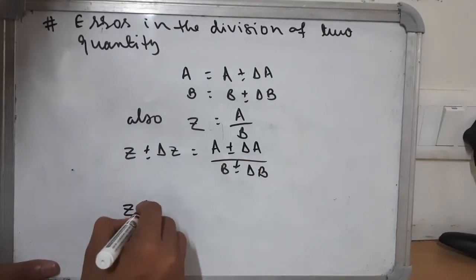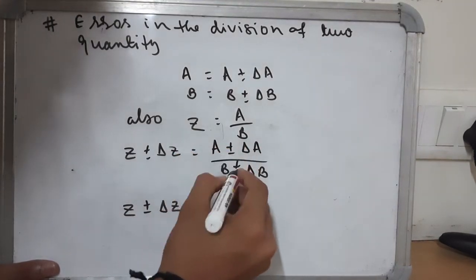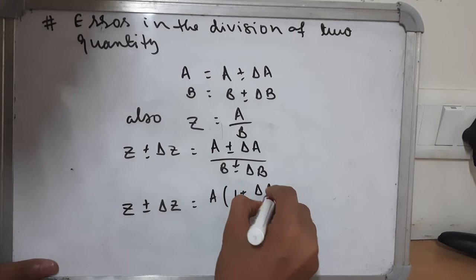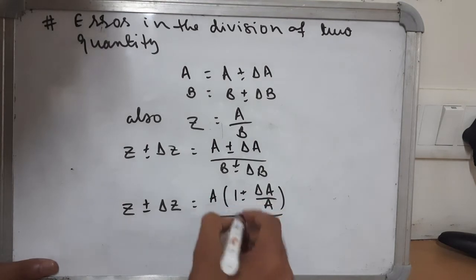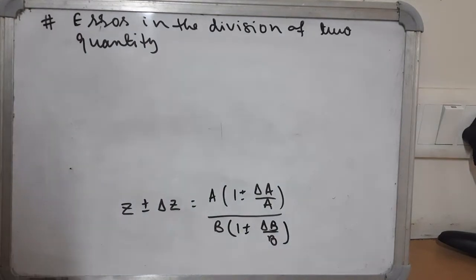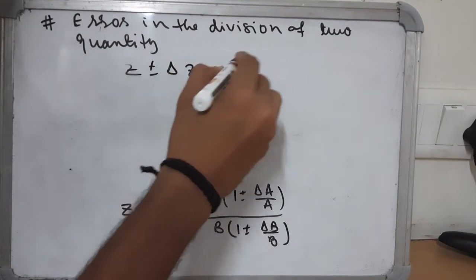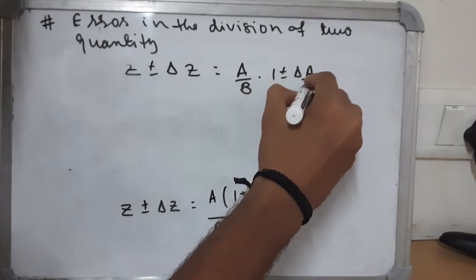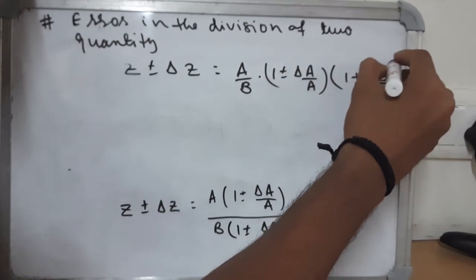Further, this expression can be written as Z plus minus delta Z equals to, we can take A out of this expression. When we take A out of the numerator, we will get 1 plus minus delta A upon A, and when we take B out of the denominator, we will get 1 plus minus delta B upon B. Further, this expression can be written as Z plus minus delta Z equals A upon B times 1 plus minus delta A upon A into 1 plus minus delta B upon B to the power minus 1.